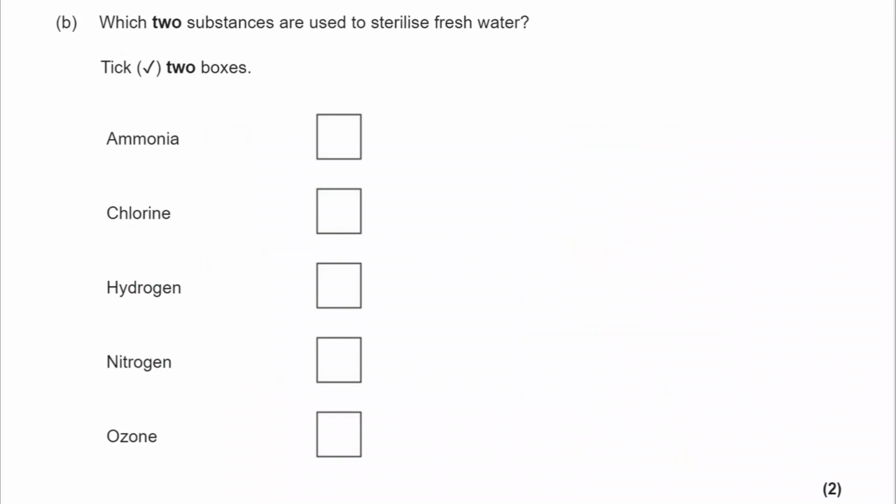Moving on to part B, which two substances are used to sterilise fresh water. Straightforward factual recall, but read the question carefully. If you only tick one box, you're guaranteeing you can get maximum half marks. And what we're looking for on this one is chlorine. We can relate that to swimming pools. We know it's added there to kill bacteria, but it can be added to fresh water as well, even drinking water. The other one that you need to remember is that ozone can be used to have that same effect.